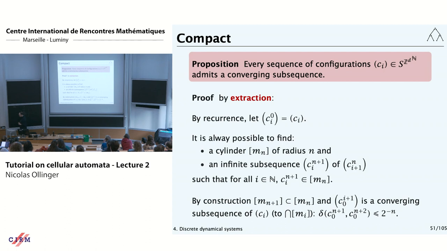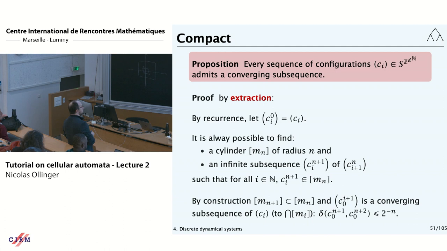Okay. Let me look at it from far away. A cylinder, and take a subsequence of... Yeah, sure. It's because we're doing some kind of diagonal selection. Thank you.